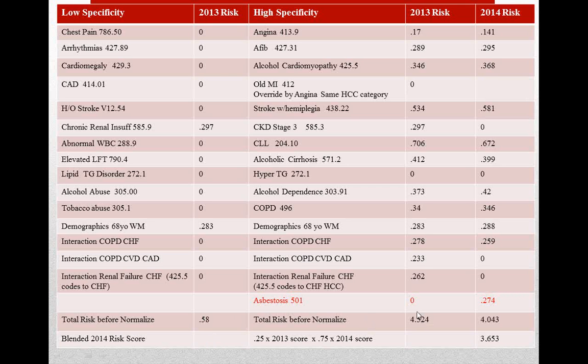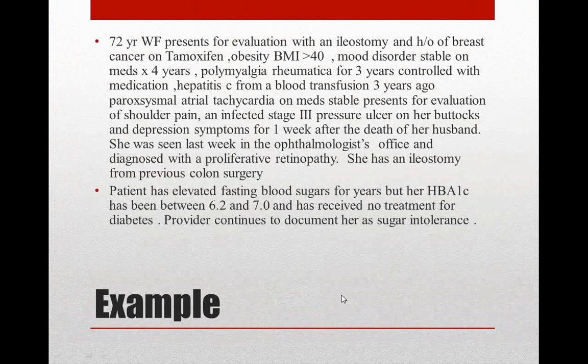But when you actually get a normalized, or before a normalized score for 2014 and 2013, you're going to see a slight difference of .5 because you're losing a couple things here, the chronic kidney disease, and you're gaining the asbestosis, and you're losing some of these interaction codes in 2014. But again, you can look through that, and then your normalized risk score is .25 times your 2013 score and .75 times your 2014 score.